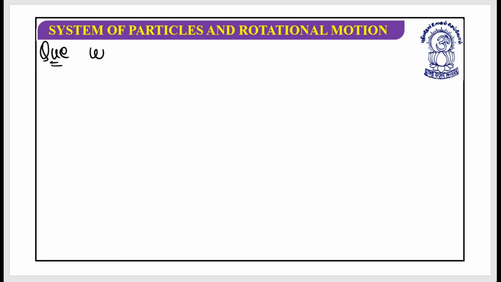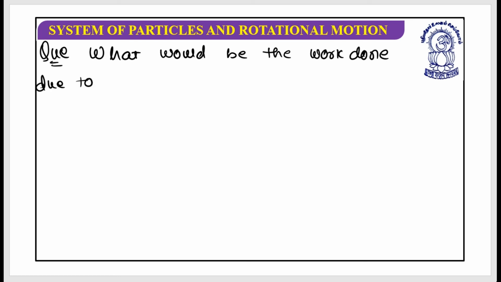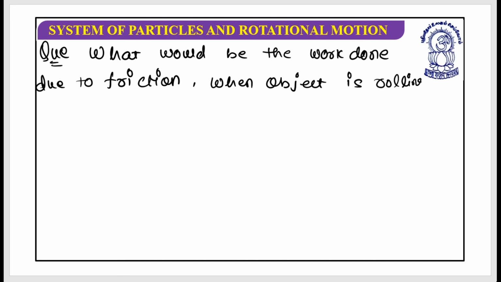What would be the work done due to friction when an object is rolling on the wedge having height h?